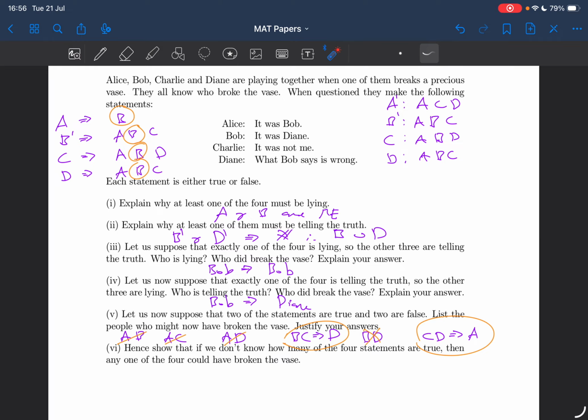Let us now suppose that two of the statements are true, two are false. I've got a feeling for the next one, hence if we don't know how many of the false statements broke one, then any one of the four could break the vase. Yeah, so we have Bob, Diane, Alice. We haven't got Charlie as an option for things. So exactly one of the four is lying.